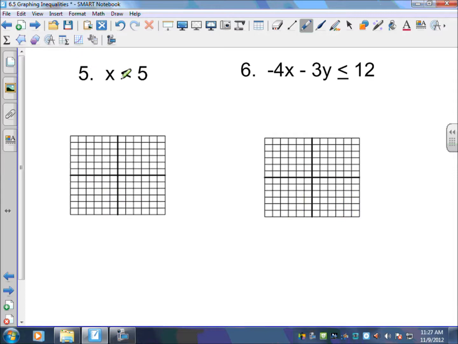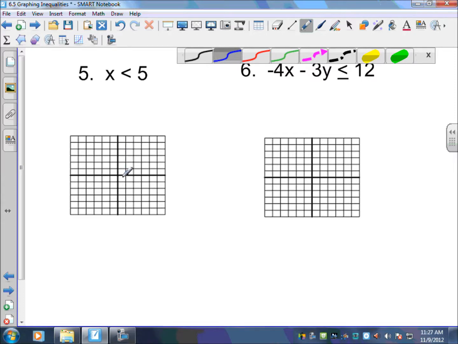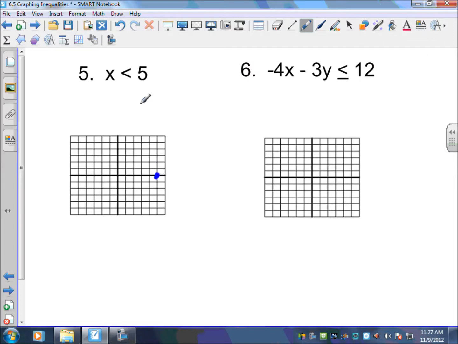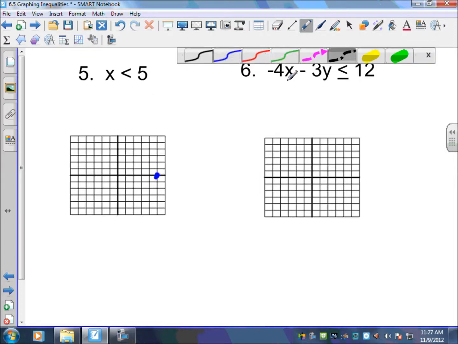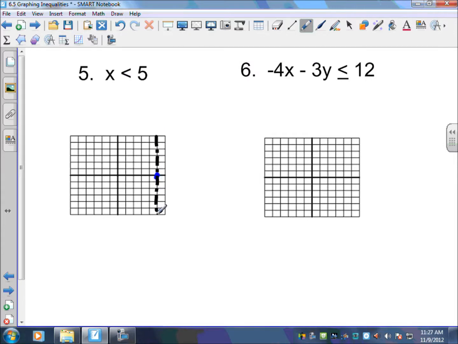Okay, here is my x. What kind of line is x? That's right. Only have the x value. It's a vertical line. 1, 2, 3, 4, 5. Put a dot there. Now, I'm going to put a dotted line because there's no or equal to. So I put my dotted vertical line, and I need to still shade.